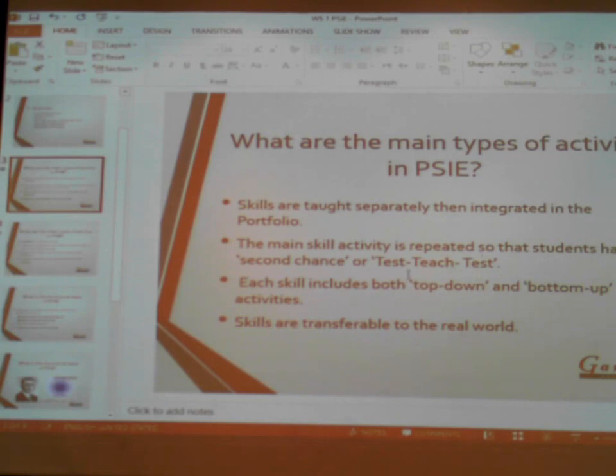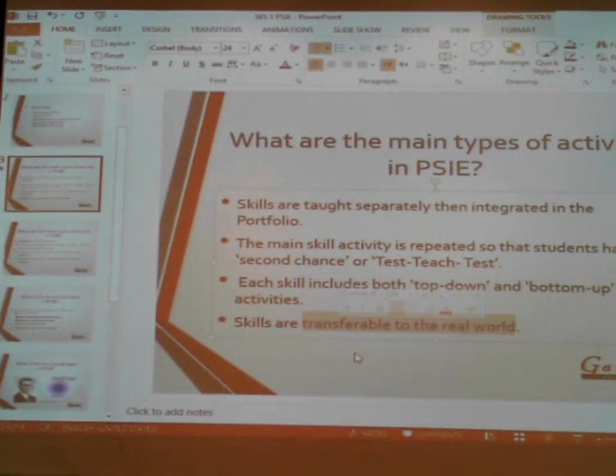Students, because we have so many drills, get a second chance, or test, teach, test. How is that? I messed up with the first activity, right? Yet I have a chance on the same topic for the second activity. I may do it correctly, right? And each skill includes both top-down and bottom-up activities. Of course, the structure of the activities is deductive. I want to pause here on the fact that the skills have a transferable identity or nature, okay?